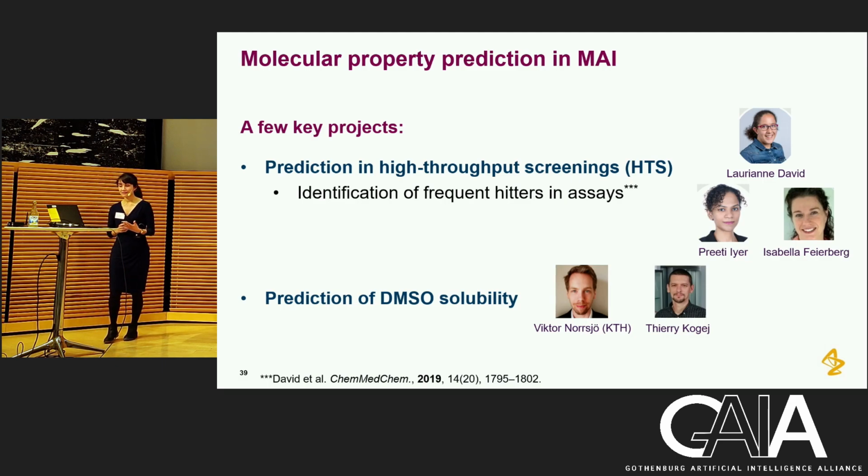And then we also have a master student in the group, Victor, who's working with Thierry Couget on the prediction of DMSO solubility. And DMSO is a very common organic solvent. This project has a lot of practical applications because if you could predict if a compound is going to be soluble in DMSO before you actually make it, then it would save a chemist a lot of time.